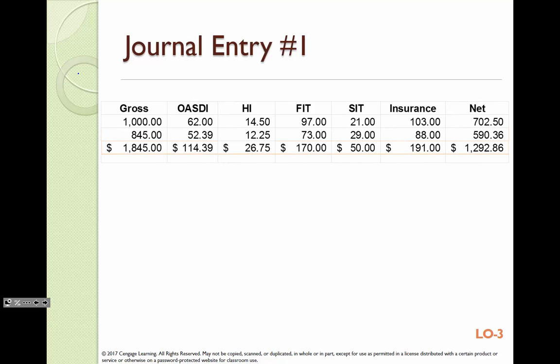So here's my 2 employees. This is employee A, and this is employee B, and this is the total. And I've got health insurance premiums that I withhold. Journalize the payroll, and then prove your numbers.